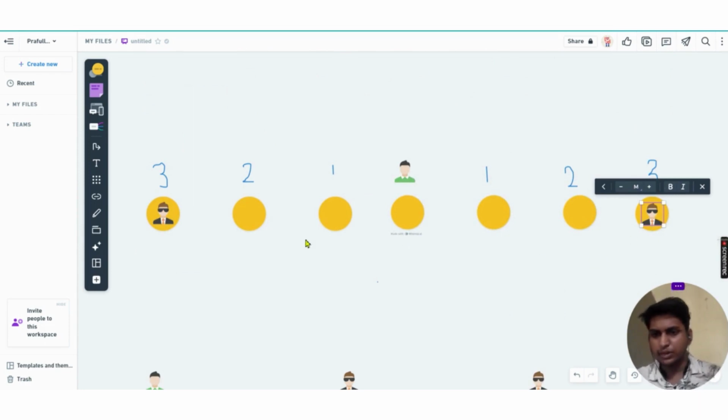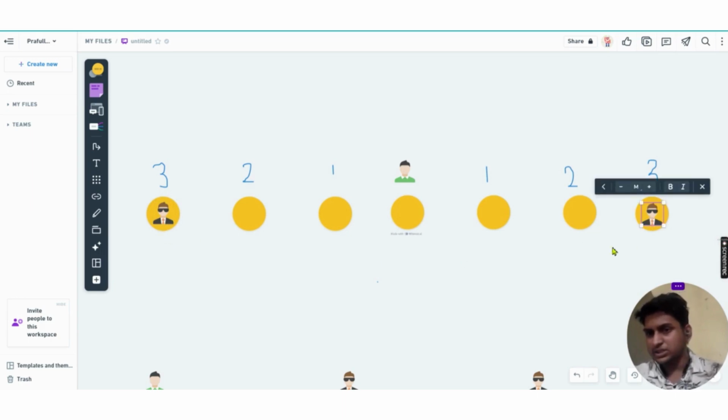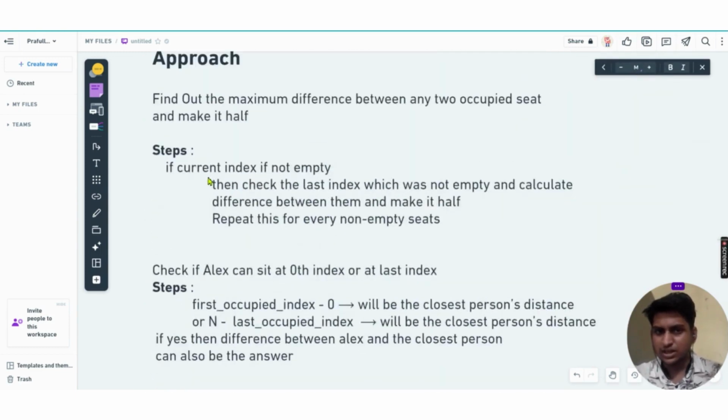So we just have to check the previous last index where someone else was sitting, and then we can find out the difference. For that, we keep track of the last person's index, the last occupied index. If we are here, we can just check the last index and find the difference. So this is the step that I've written here: if the current index is not empty, then check the last index which was not empty, calculate the difference between them, and make it half. We have to repeat this process for every non-empty seat that we get.